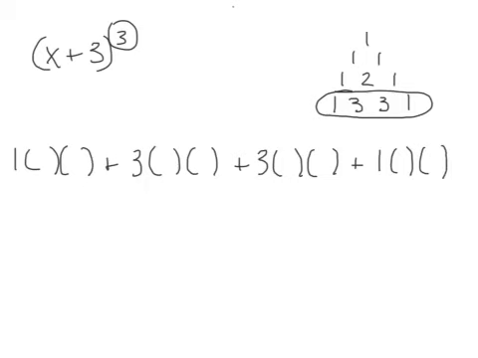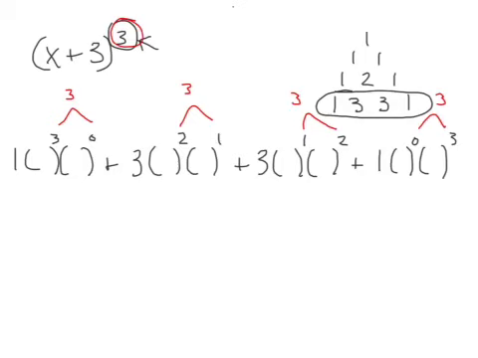Now, the exponents all are going to total 3. So we start with 3, 2, 1, 0, 0, 1, 2, 3. Notice that for every term, the exponents total 3. And that, of course, goes back to the exponent that we have in the original problem. Okay, and then what we're going to put inside these parentheses again is going to be x and 3, first term, second term, first term, second term, first term, second term.